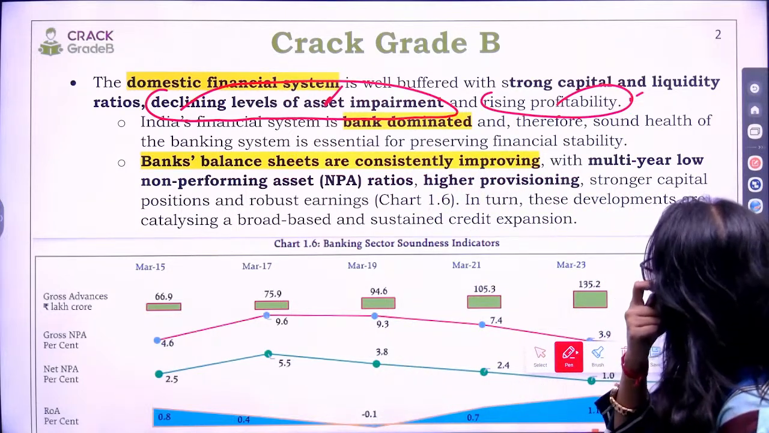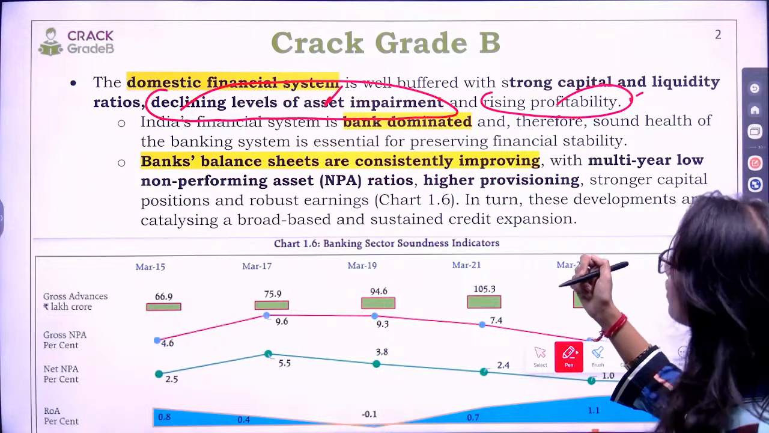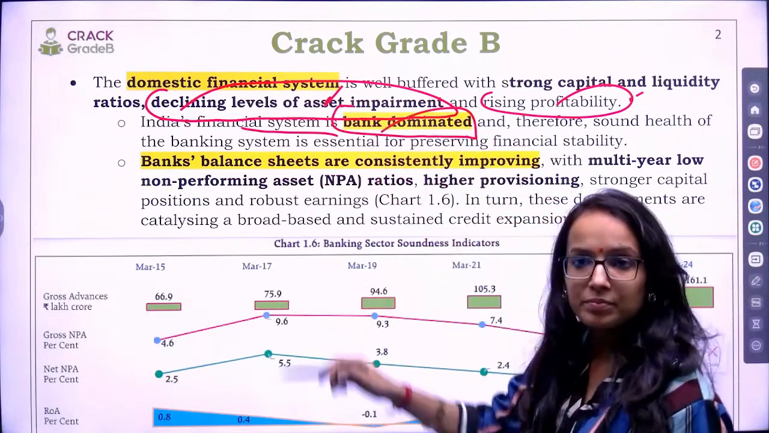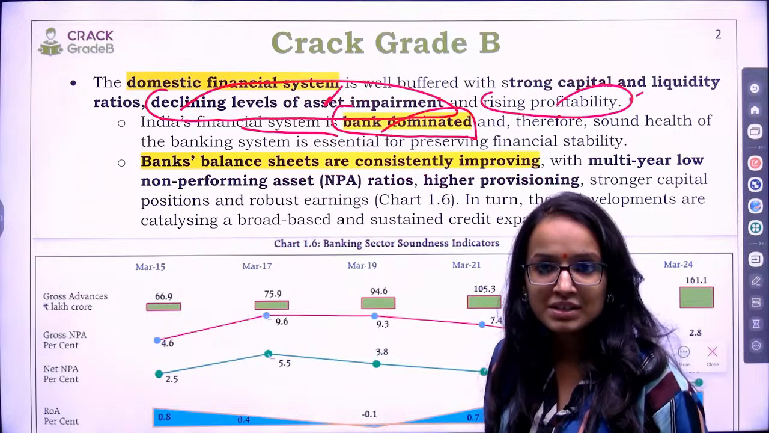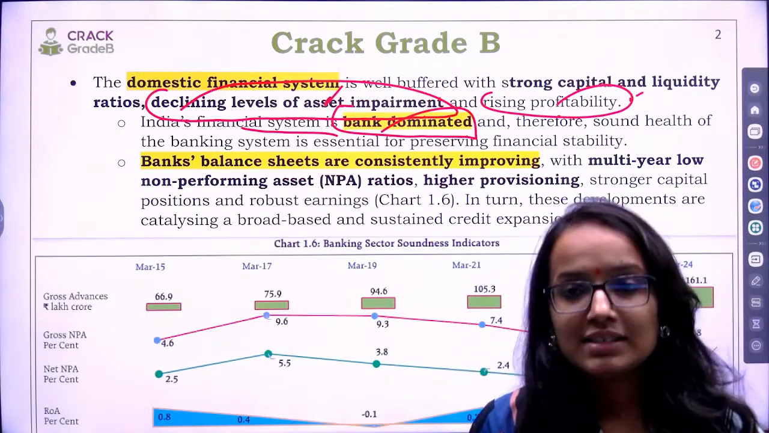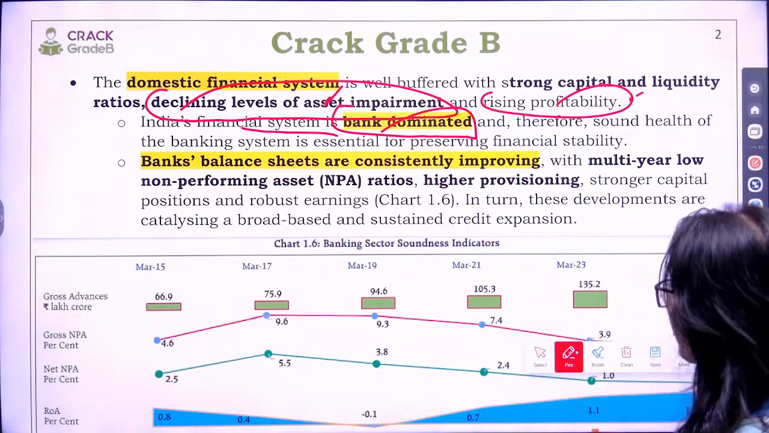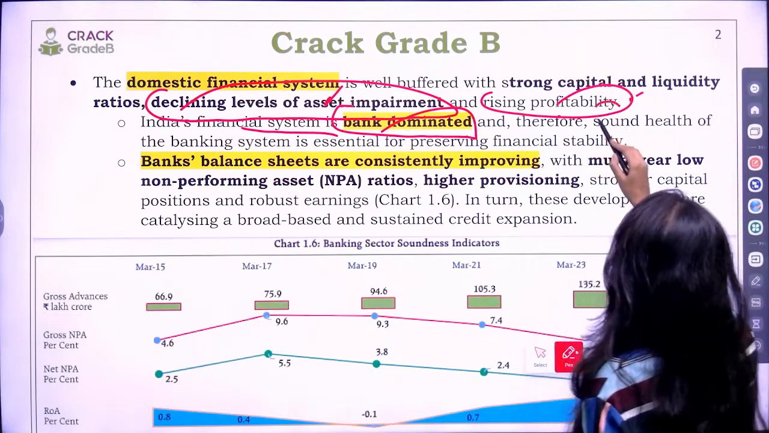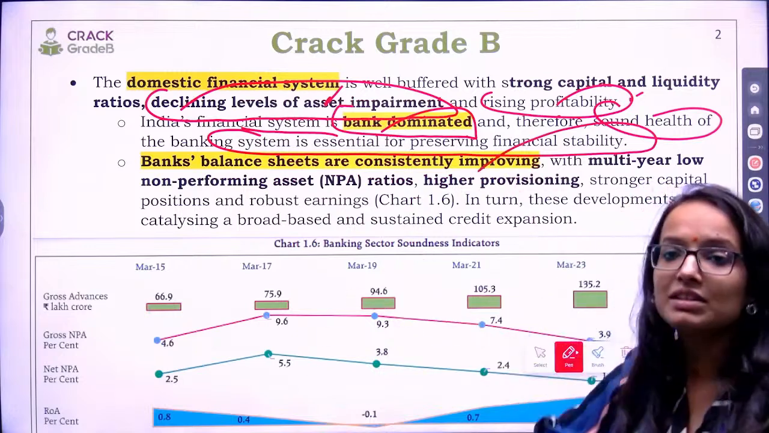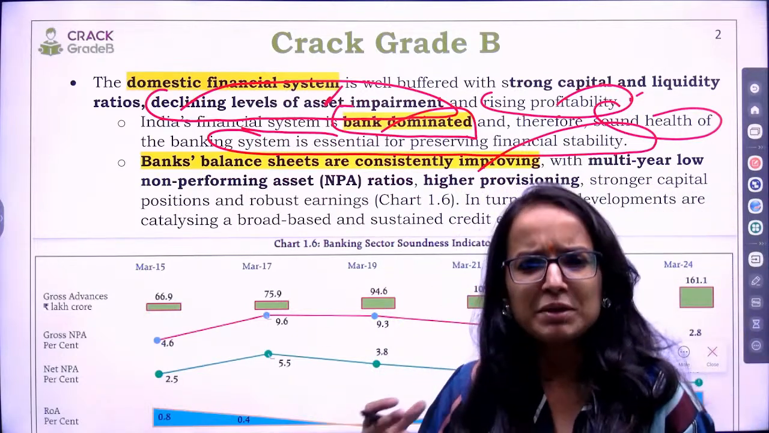Next thing which we have is that India's financial system is bank dominated. India's financial system is bank dominated. Our financial system, our economy is heavily dependent on the resilience of the banking system, and therefore sound health of the banking system is essential for preserving financial stability. This is not something very peculiar.